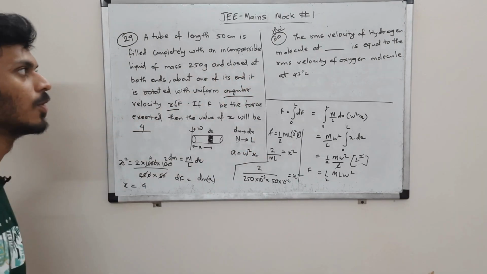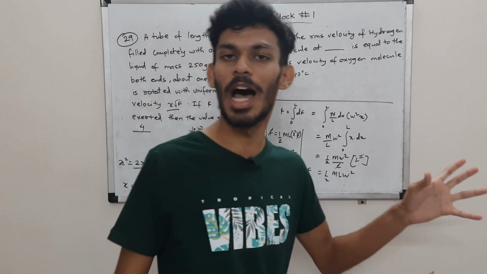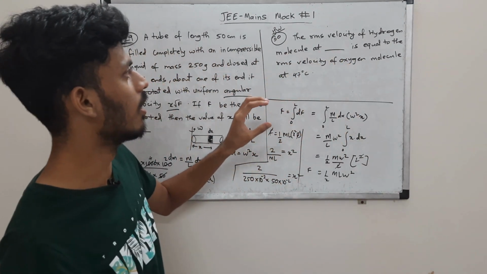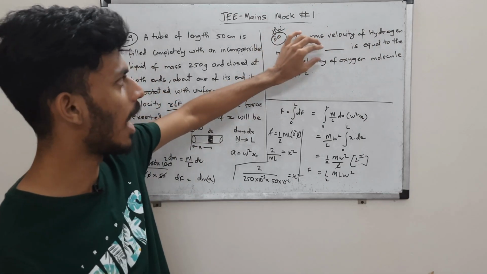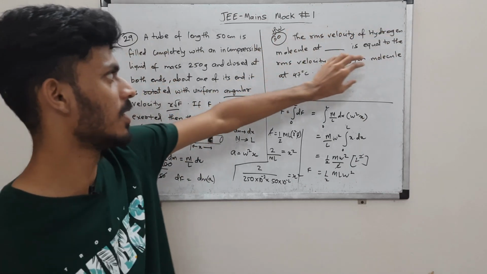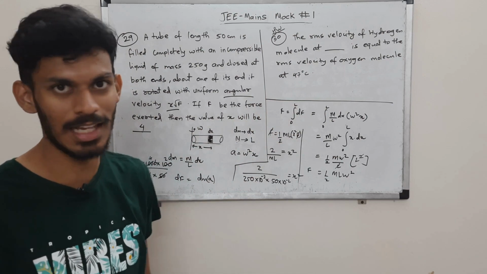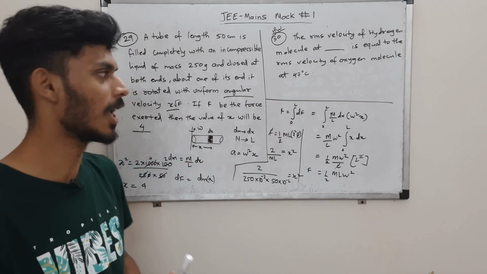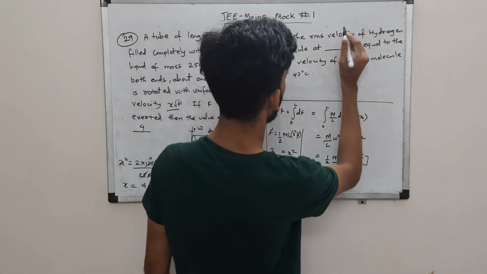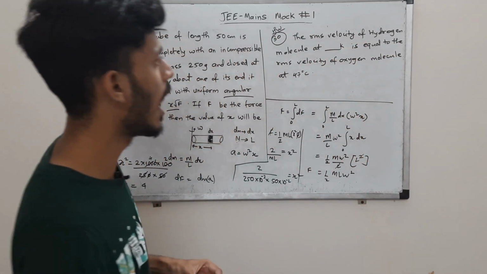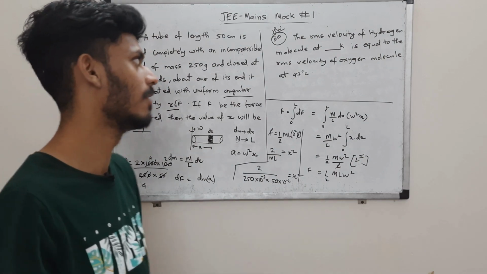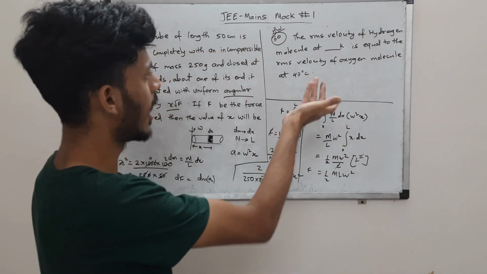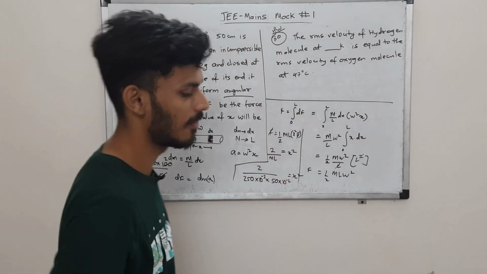Question 30 is your homework question. Do try it and do let me know the answers in the comment section. It asks you for the RMS velocity of hydrogen molecule at what temperature is equal to the RMS value of oxygen at 47 degrees Celsius. So do tell me the value in Kelvin. So this is the value of RMS velocity of hydrogen at what Kelvin is equal to the RMS velocity of oxygen at 47 degrees Celsius.